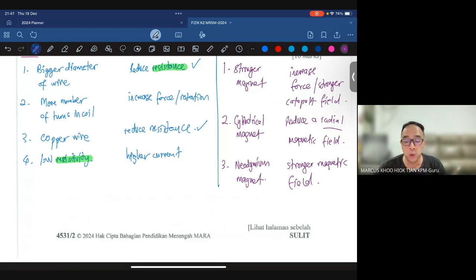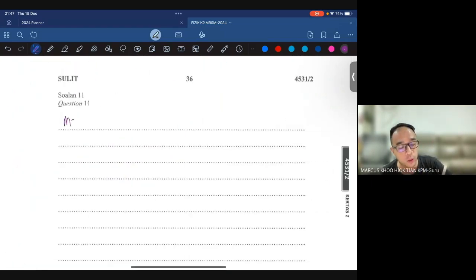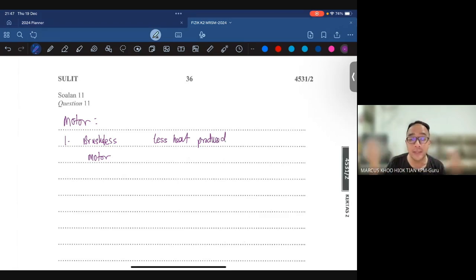I just want to add one last answer before we call it a night, which is about the motor itself. This one I got from the marking scheme lah. In terms of the motor, in your textbook, actually, there's this thing called the brushless motor. The reason for brushless motor is to produce less heat, because there's less friction. Less friction means less heat, so it's more efficient.